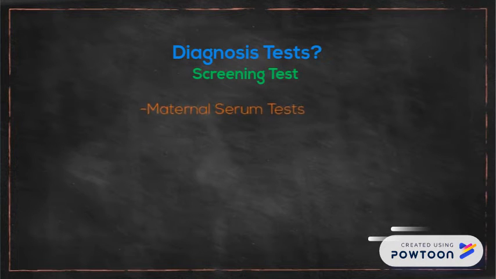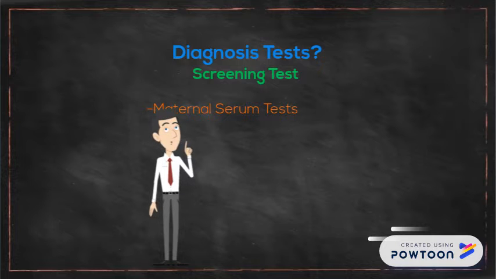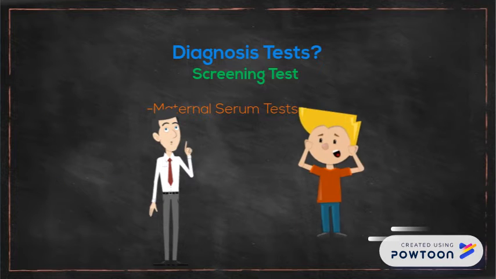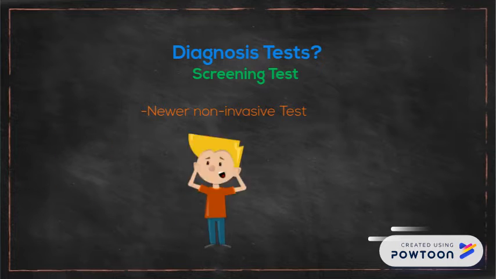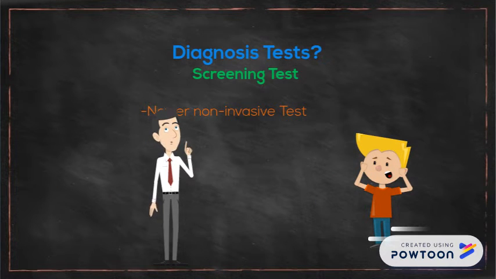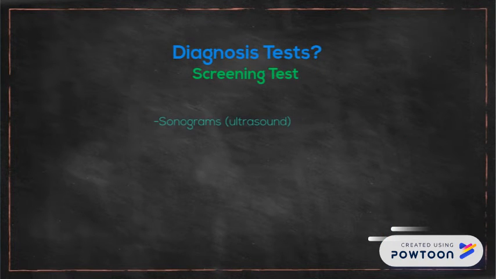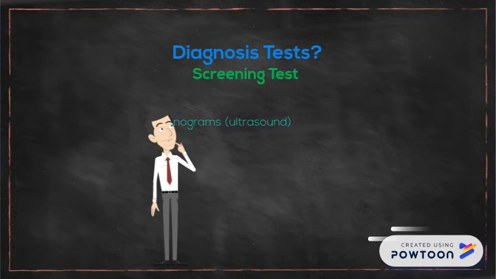Screening tests include maternal serum tests, such as the triple screen or quad screen, which measure quantities of various substances in the blood. These tests are usually done between 15 and 20 weeks gestation. Newer non-invasive tests have been developed which look for genetic material from the baby in the mother's blood. They can be done earlier in the pregnancy. Sonograms, usually known as ultrasounds, are usually performed in conjunction with other screenings.